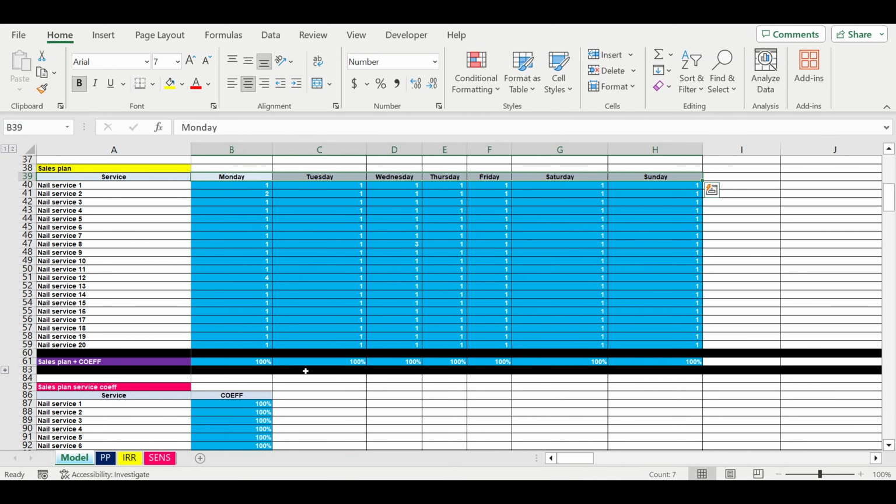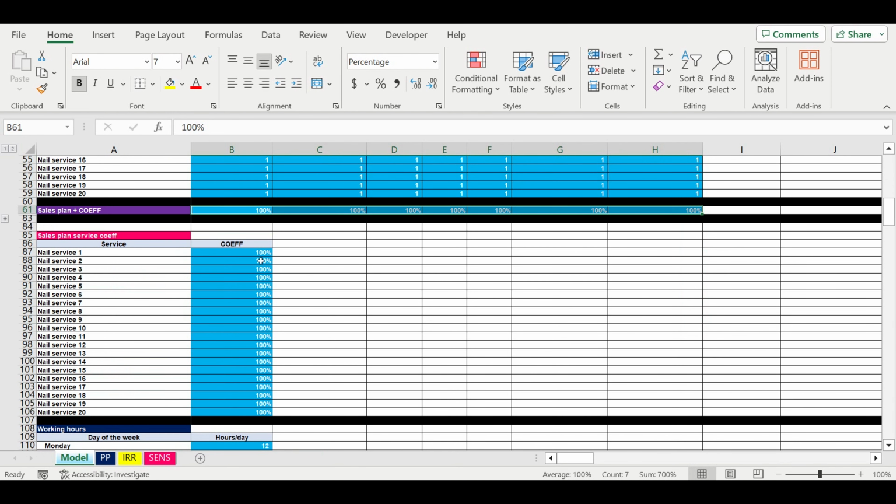Here we have two groups of coefficients. In this line we have a typical week sales plan coefficient, which will help us to add some more additional seasonality to typical week revenues modeling. Also, we are adding specific sales plan coefficients individually to each nail service. Here they are.